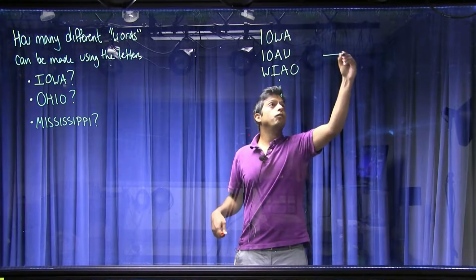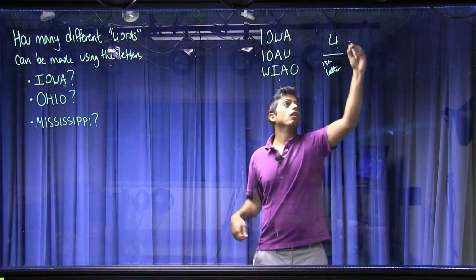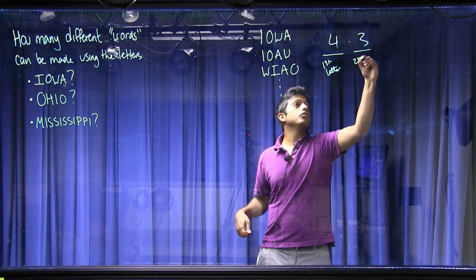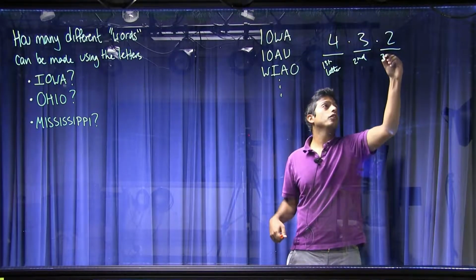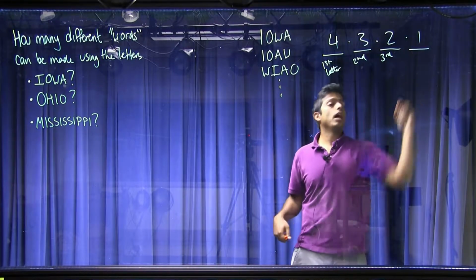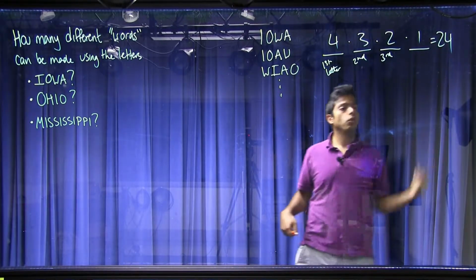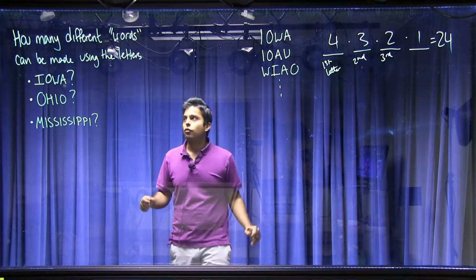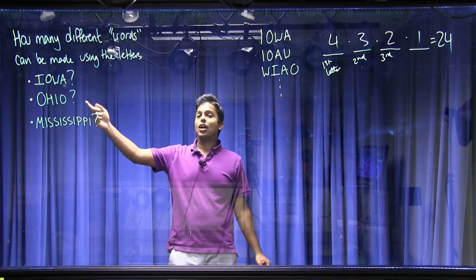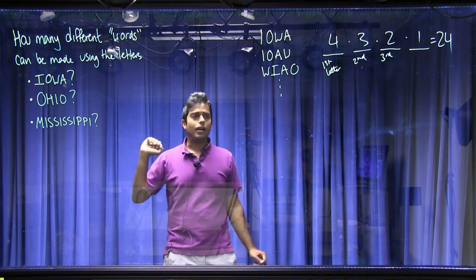There are 4 options for the first letter. There are then 3 options for the second letter. There are then 2 options for the third letter. And there's just 1 option for the last letter. So there are 4 factorial, or 24 different arrangements of letters for the letters in the state Iowa. Okay, now let's try Ohio.